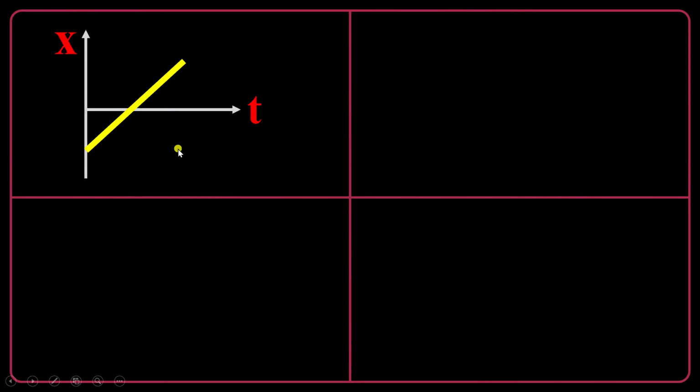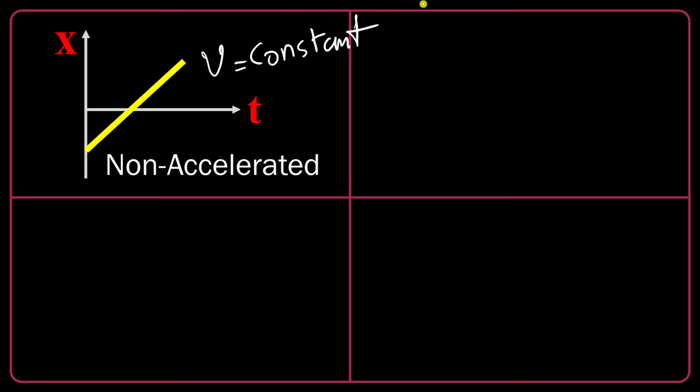Let's have a look at this xt graph. You see this xt graph is a line. When it is linear, you know that the velocity of the object is constant. When the velocity is constant, there is no acceleration. Acceleration means change in velocity. Do you have any change? No. So it's not accelerated motion.